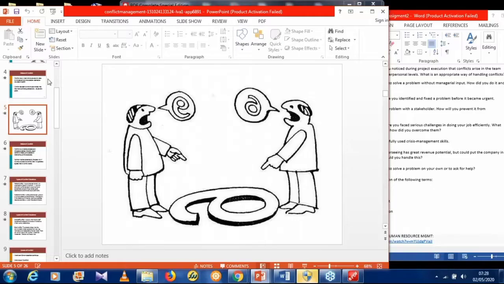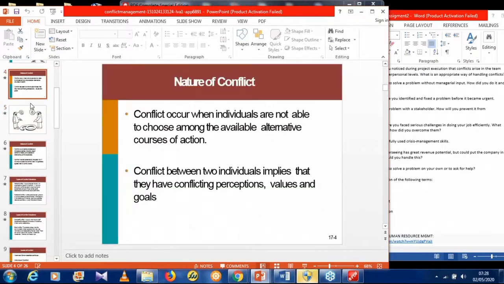I also want to believe that you can see my screen clearly. Alright, if that is so, then I'll go on.